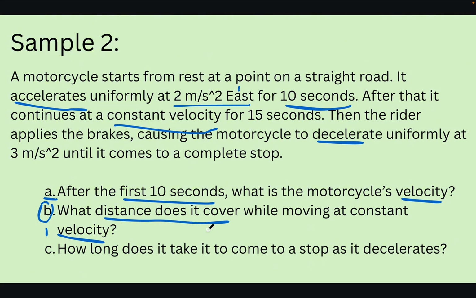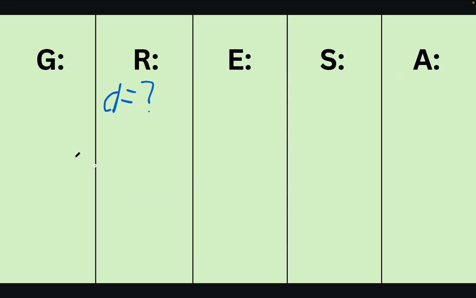After that, we have to find the conditions the problem gives us, and it says here that this is while the motorcycle is moving at constant velocity. Because it says that, we know it's talking about the part in the problem where the motorcycle is continuing at a constant velocity for 15 seconds. So that means we have our time, 15 seconds, and we have our velocity, which is the answer to the first problem, 20 m/s.